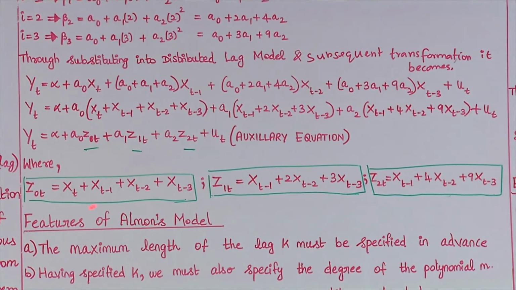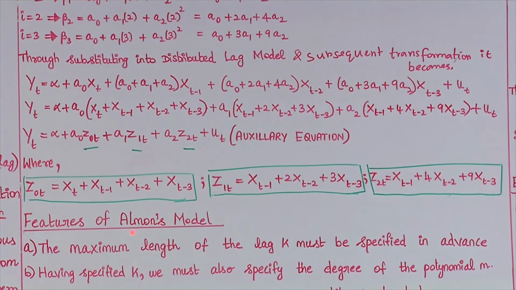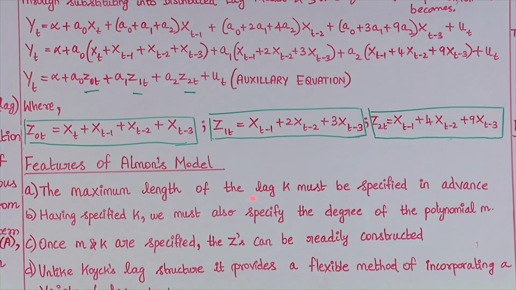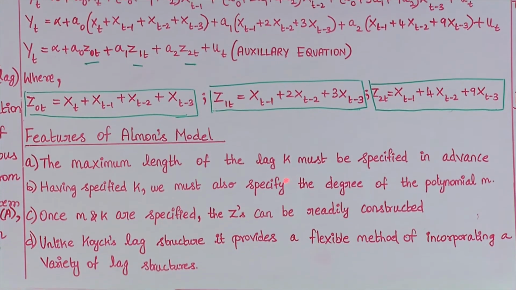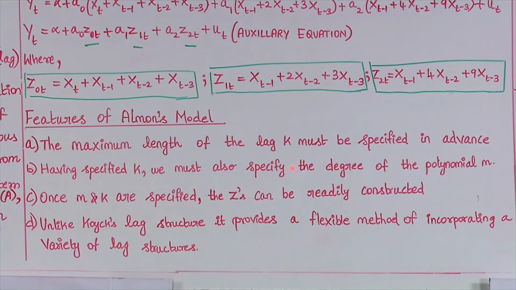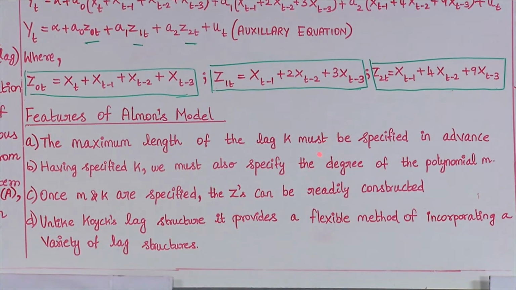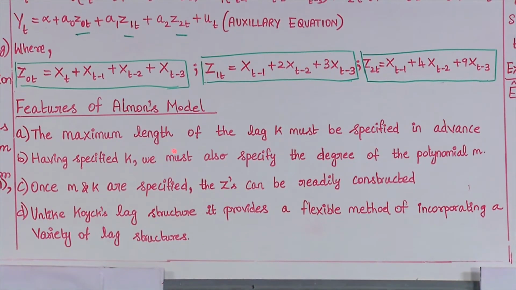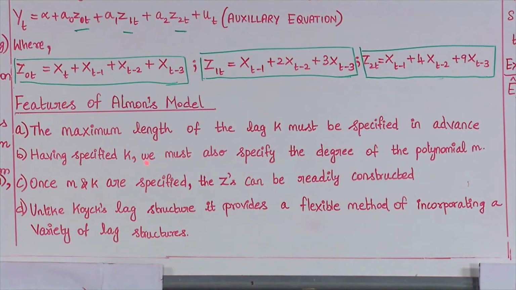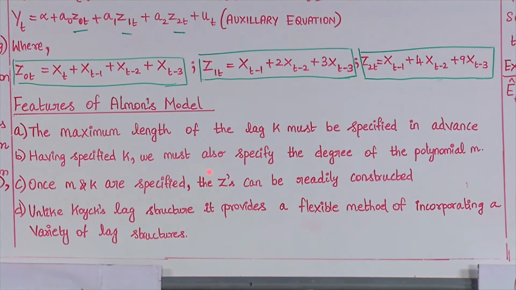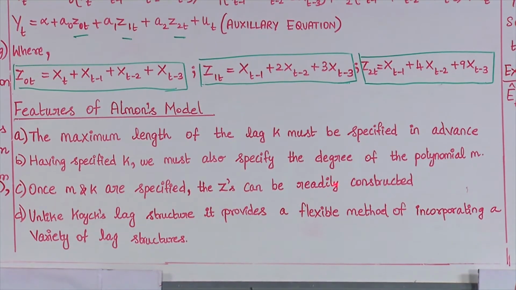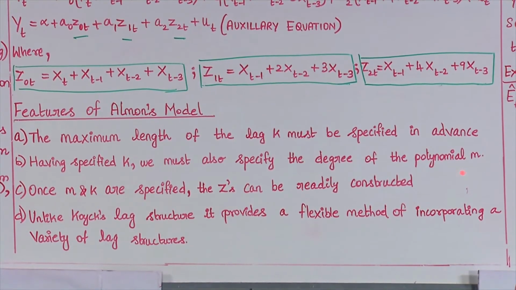So let us summarize the features of Almon's model. The maximum length or lag k must be specified, or the effect length has to be specified in advance in this Almon's approach. And once k is specified, we have to specify the effect pattern, expressed in terms of the degree of polynomial in I, let us say here m.